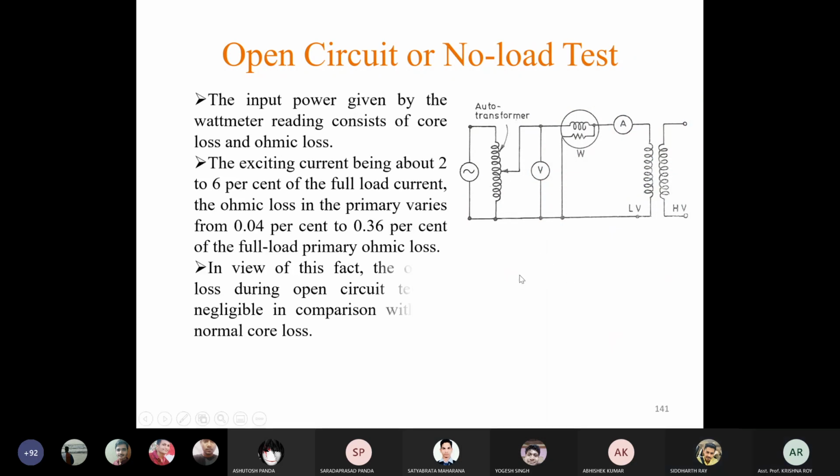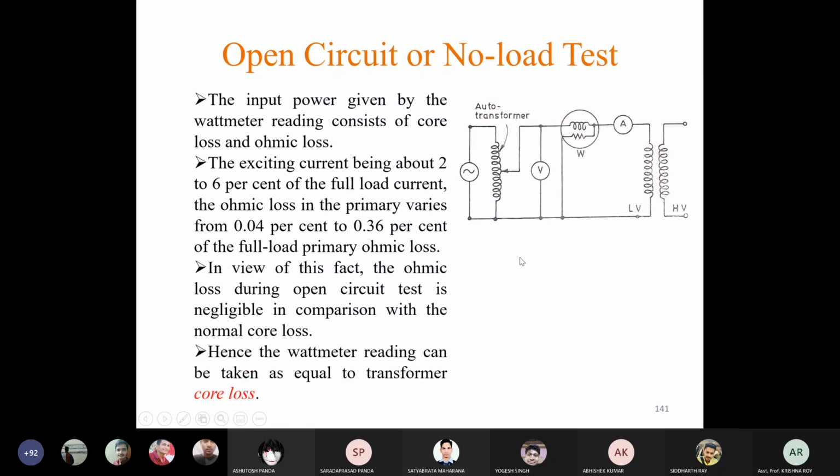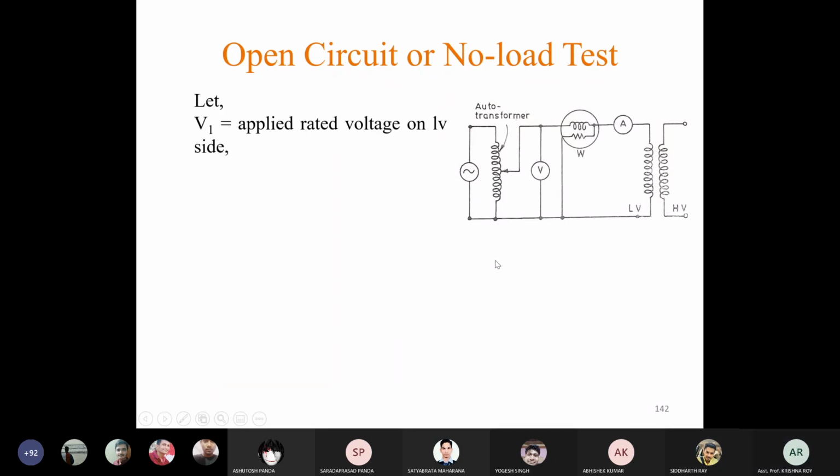So now we have 3 readings: V1, that is the applied rated voltage on the low voltage side, IE, the exciting current or no load current, and PC, that is the core loss. So these are the 3 readings we have got from this no load test or open circuit test. V1 is the applied voltage, which is equal to V1 dash or minus of E1, exciting current IE recorded by this ammeter, and PC, the core loss, recorded by this wattmeter.